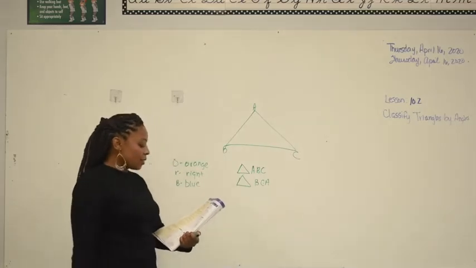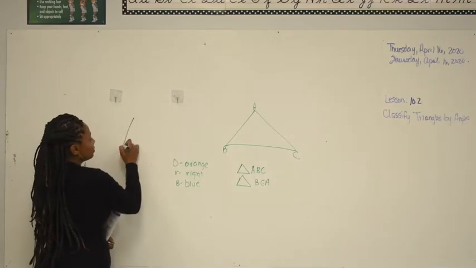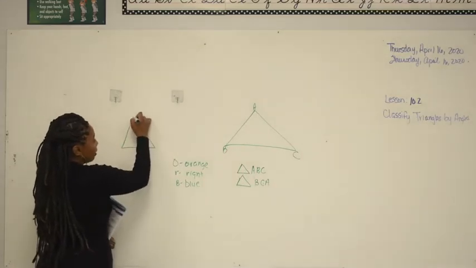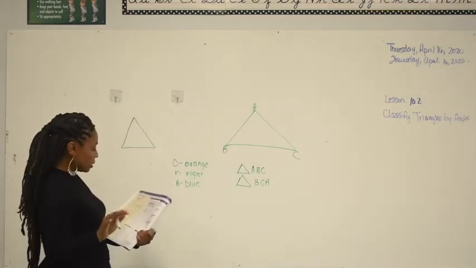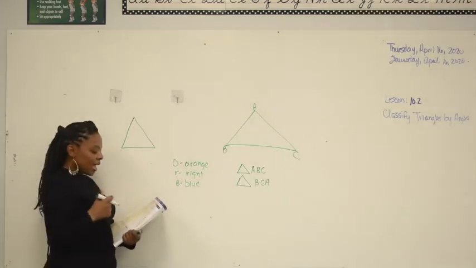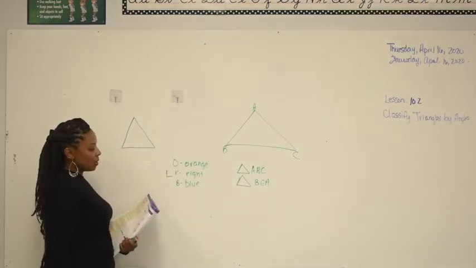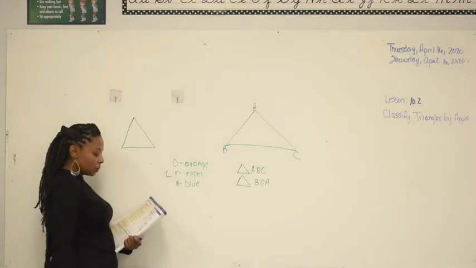So take a look at the first one. The first one that you have right there looks like this. Mine's not going to be so identical. And if you pay attention to it, it doesn't have a right angle in it. Does it have an obtuse angle in it?